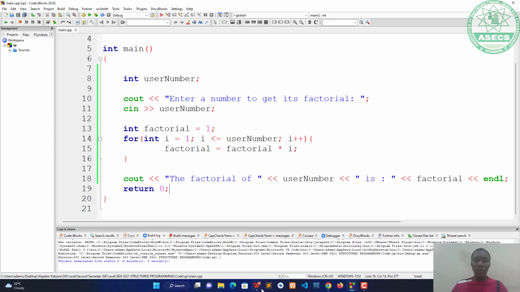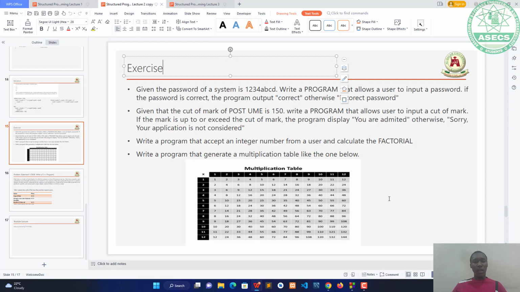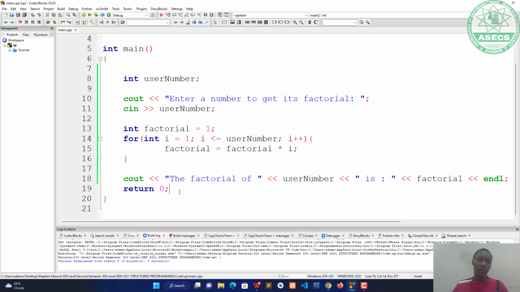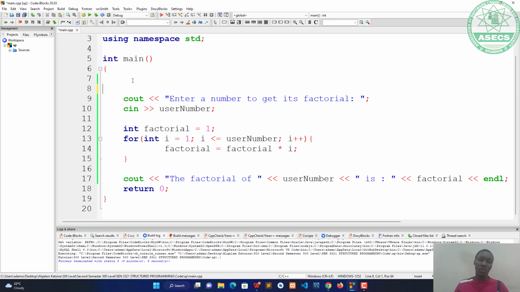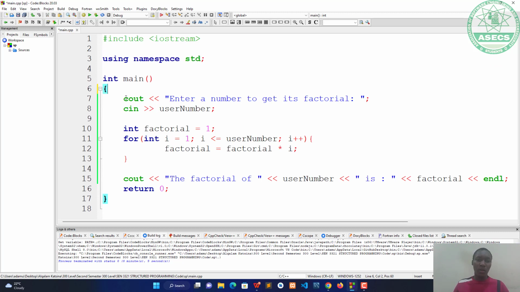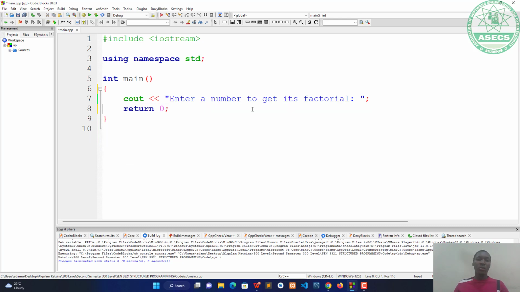Let's look at the last question there. The last question says write a program that generates a multiplication table like the one below. It wants me to create a multiplication table like this. So let's do that one so we can move on to the next one. Since it is a multiplication table, there's no need to accept any input. If I don't forget, I think above it wrote multiplication table.